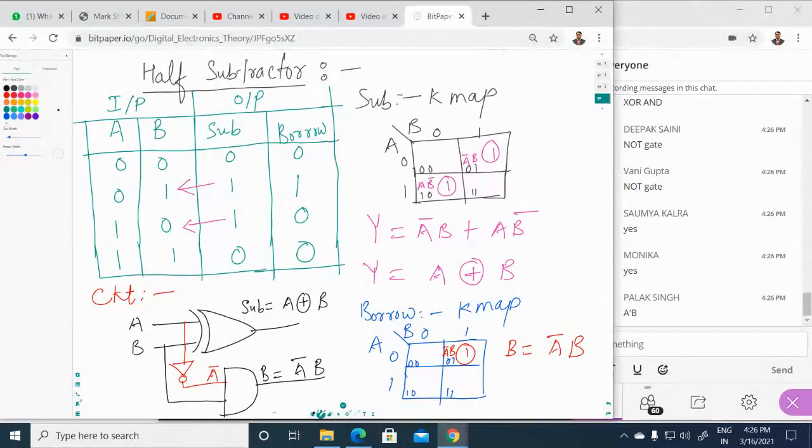So this is called a half subtractor. Quickly give your response. If you have any doubt related to this half subtractor, you can ask your question right now. Any doubt till now? What is half adder? How can you design this half adder? Clear?